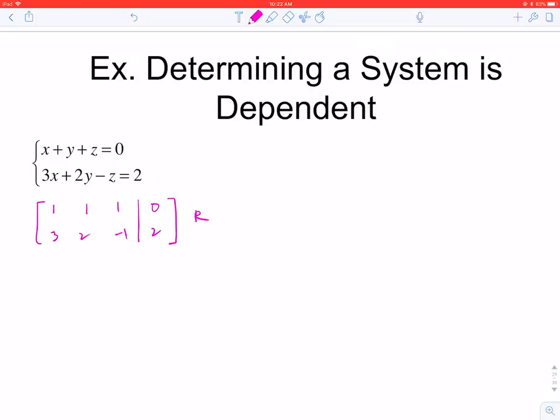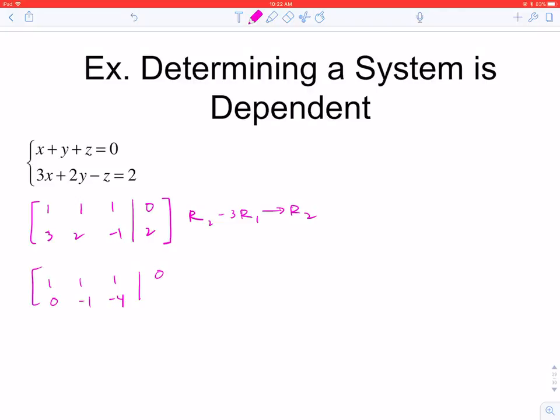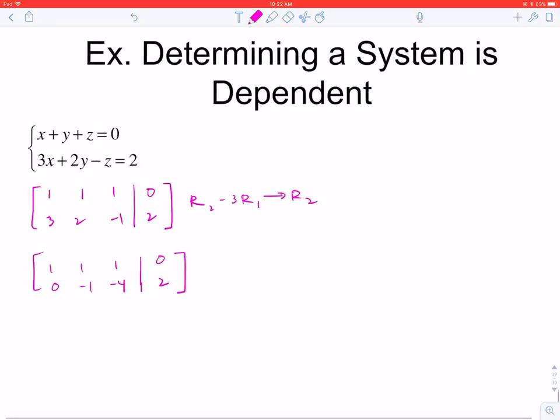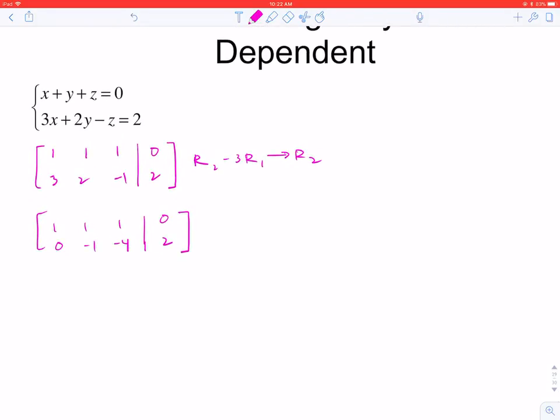we use row 1, so still trying to get to reduced row echelon form. So row 2 minus 3 times row 1. Negative 1 minus 3. Okay, and then if we were to, let's do R2 plus R1.